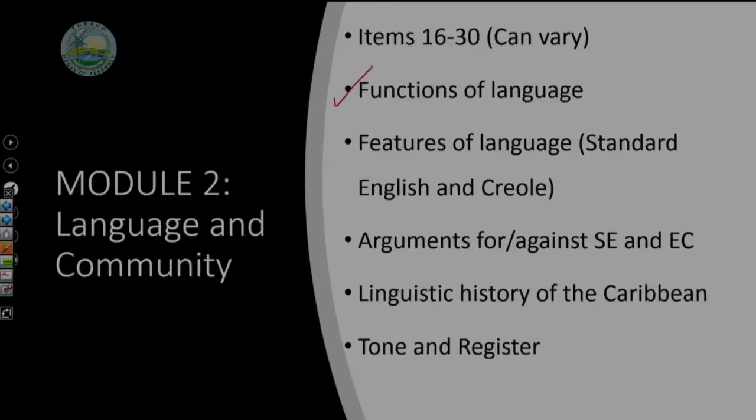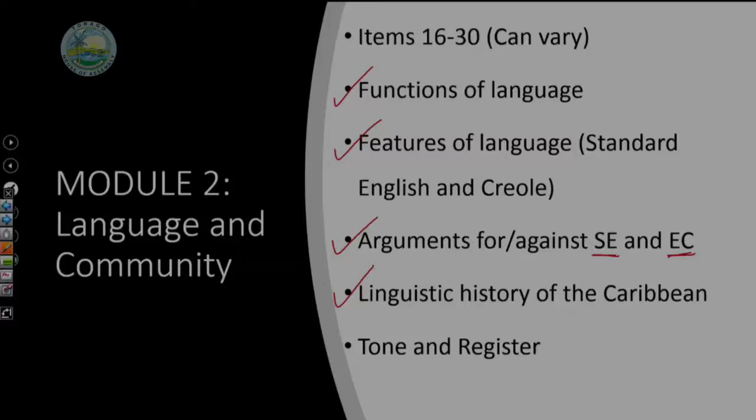You need to understand and remember what are the features of language, and these features are for both Standard English and English Creole. You want to talk about arguments for and against Standard English, SE, and EC, English Creole. You want to be able to remember clearly those elements surrounding the linguistic history of the Caribbean. What is the history surrounding the languages that we have here and the languages that are used within the region?